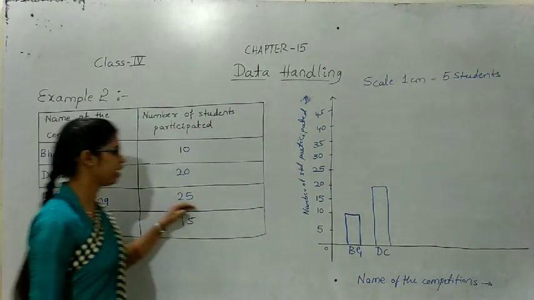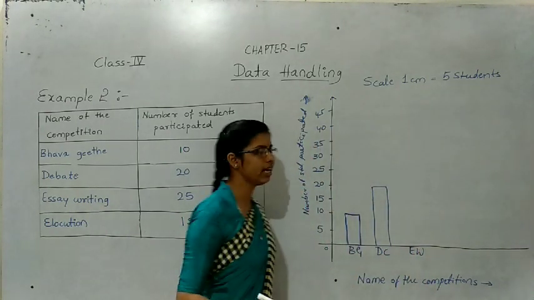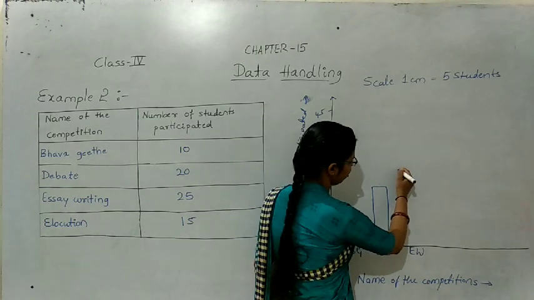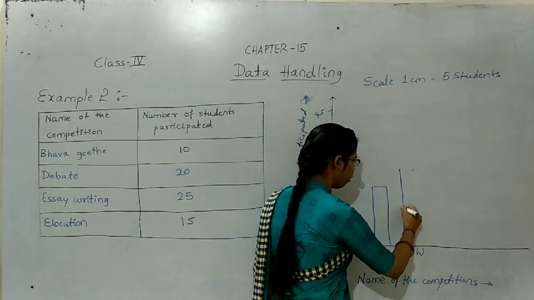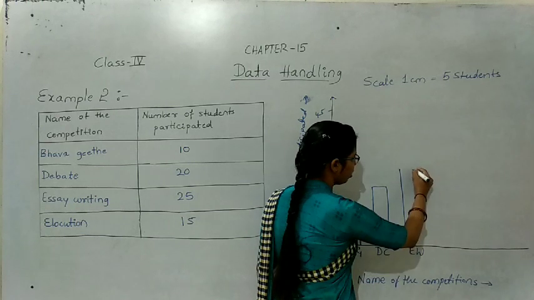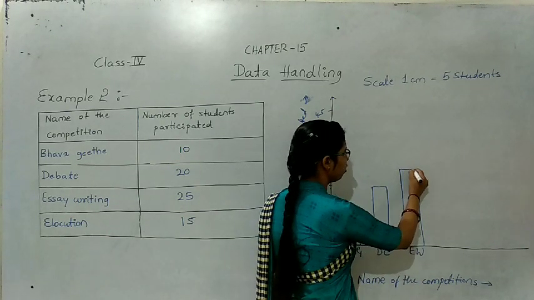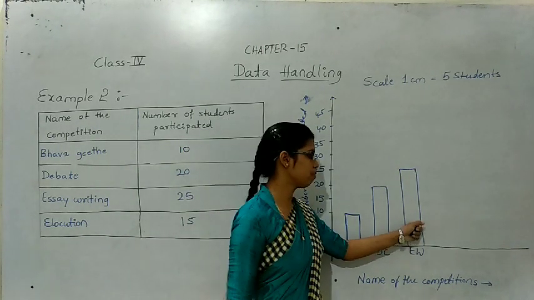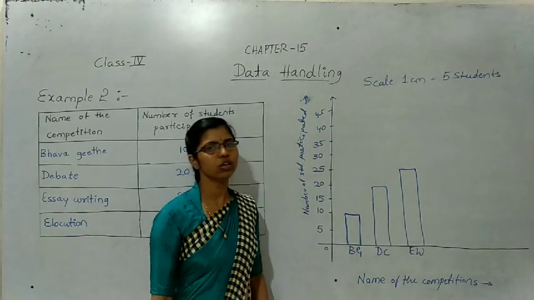Next one is essay writing. 25 members. Essay writing, EW. That is 25 members. It should be exactly equal to 25. So we should draw a perpendicular line to the horizontal line, which indicates the names of the competitions. Now I am drawing the third competition, essay writing. The number of students participated in essay writing is 25, so this is exactly equal to 25.